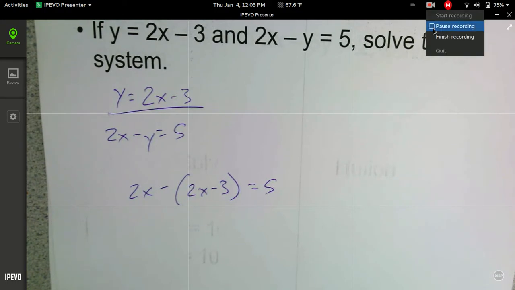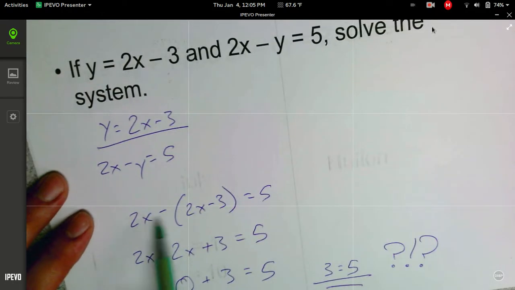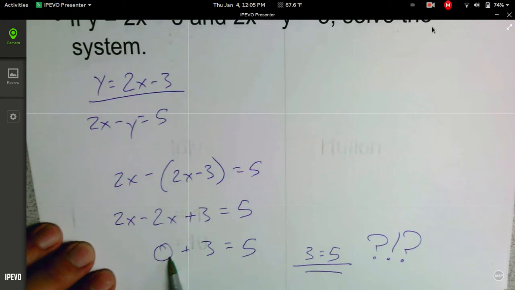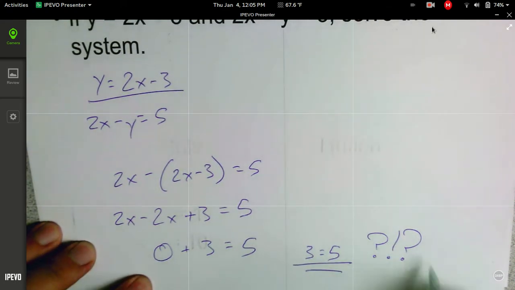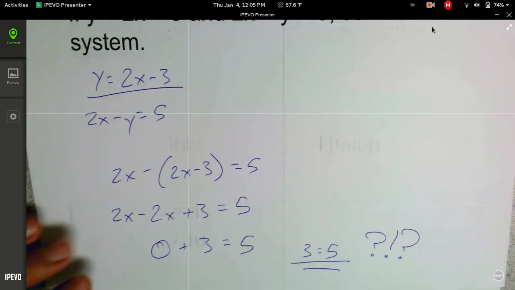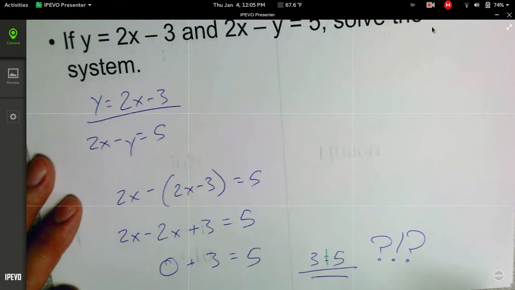Okay, here we go now. So we did 2x minus (2x minus 3) is equal to 5. We distributed through. The 2x minus the 2x is equal to 0. And then we have plus 3, and it's equal to 5. Well, that's a problem, because that means 3 is equal to 5. That's not good. We can't have that happen. That doesn't make any sense. So we need to look at what's going on here really quick. 3 does not equal 5. This is not a true statement. It's not possible at all.